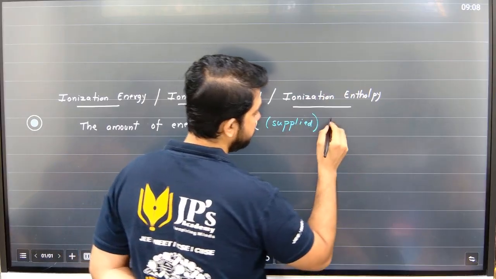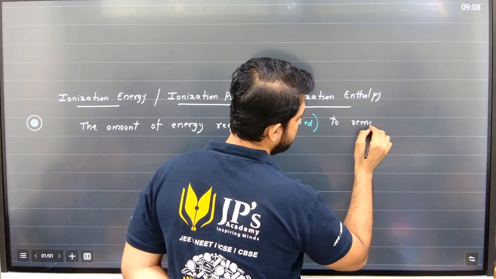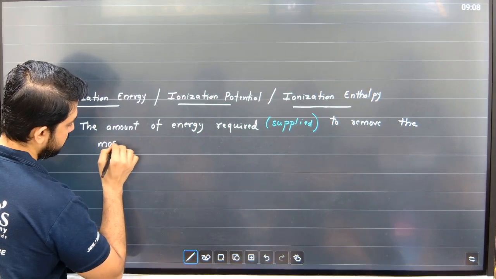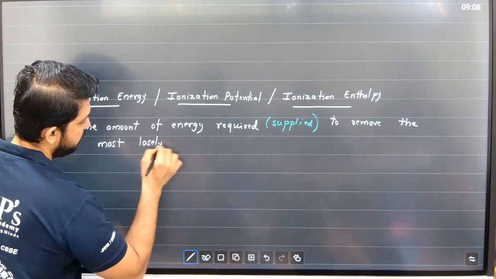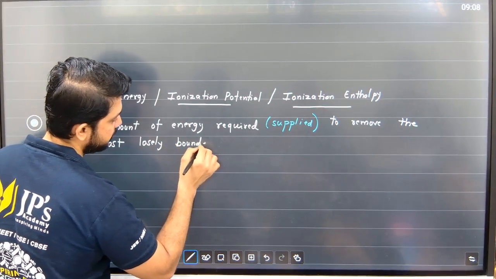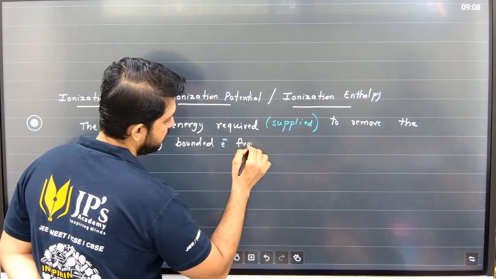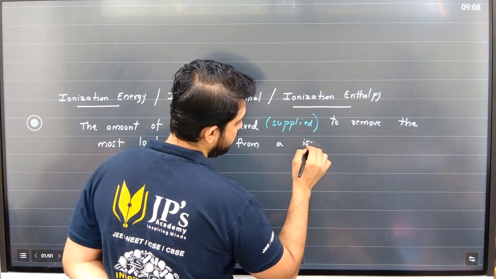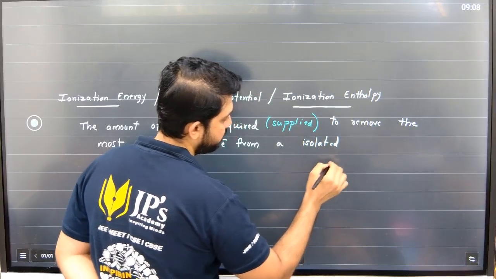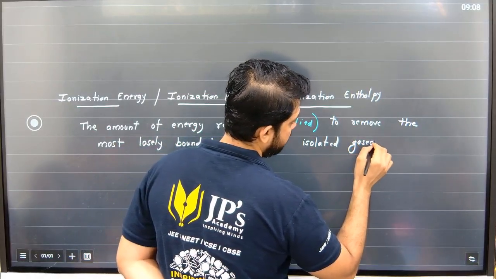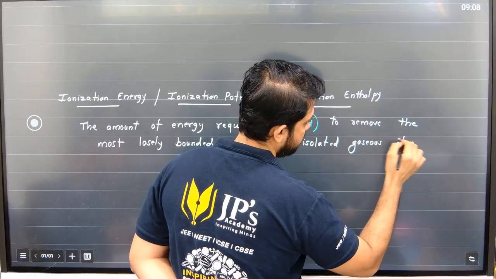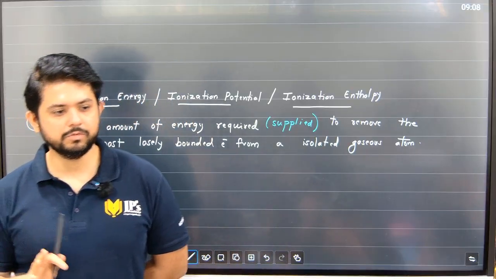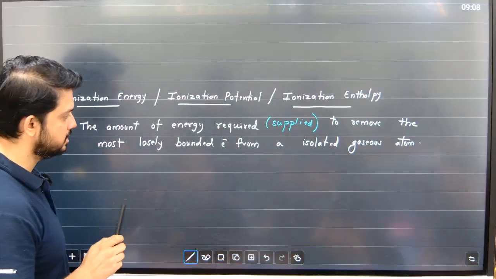to remove the most loosely bound electron from a neutral, not necessarily neutral always, but isolated gaseous atom. I think we did this till 10th standard. It is the amount of energy you supply to remove an electron from an isolated gaseous atom.